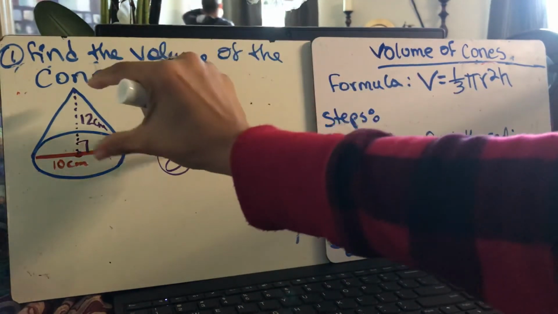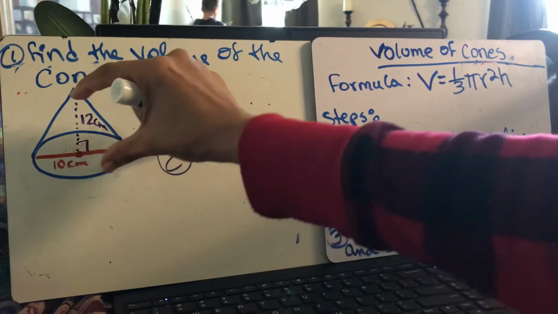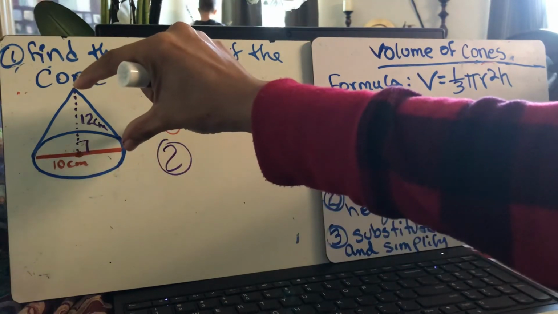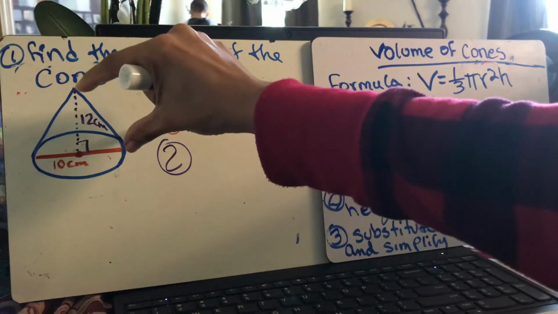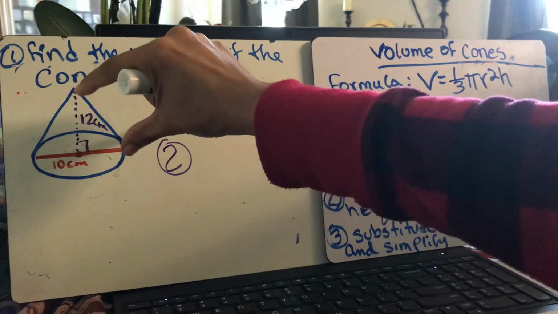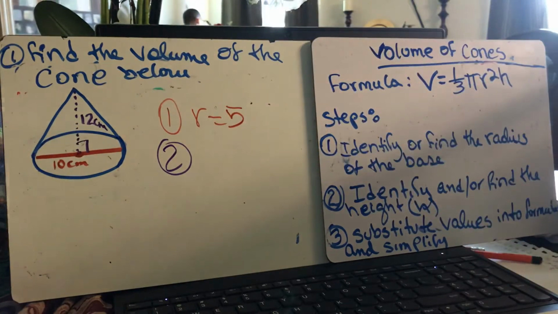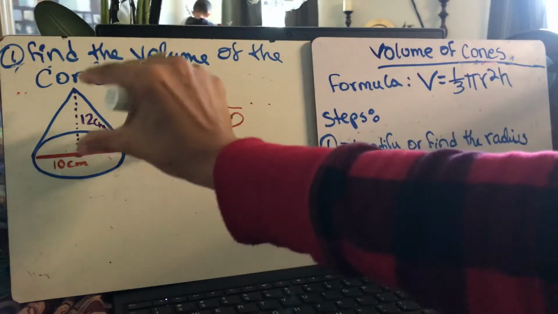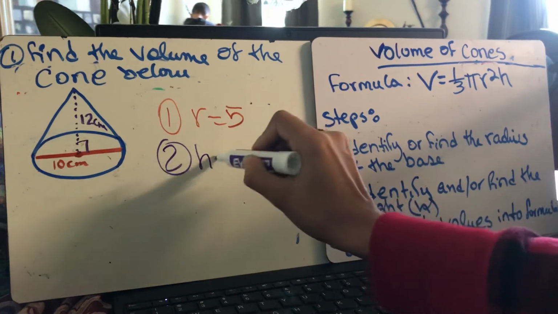vertex. Do not confuse your perpendicular height with the slant height, and I'm gonna keep emphasizing that because sometimes you will be provided the slant height instead, and then you might have to use trigonometric ratios or the Pythagorean theorem to find the actual height. So here the height is just 12.